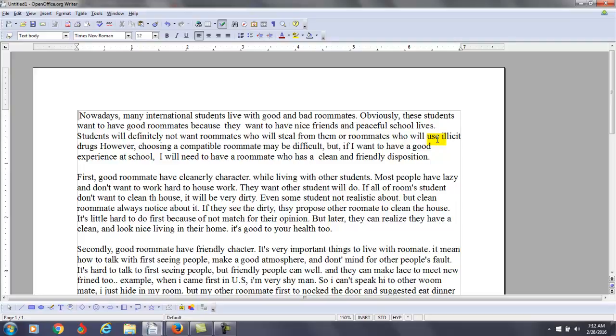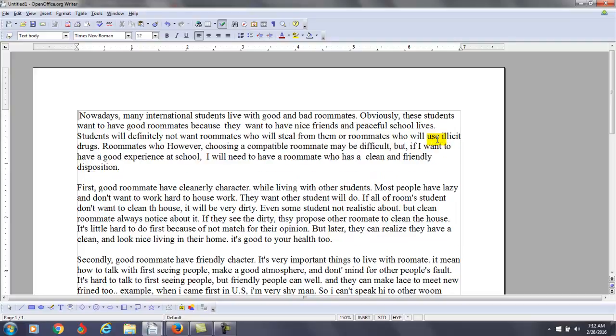So we have students who definitely do not want roommates who will steal from them or roommates who will use illicit drugs, display these negative characteristics.